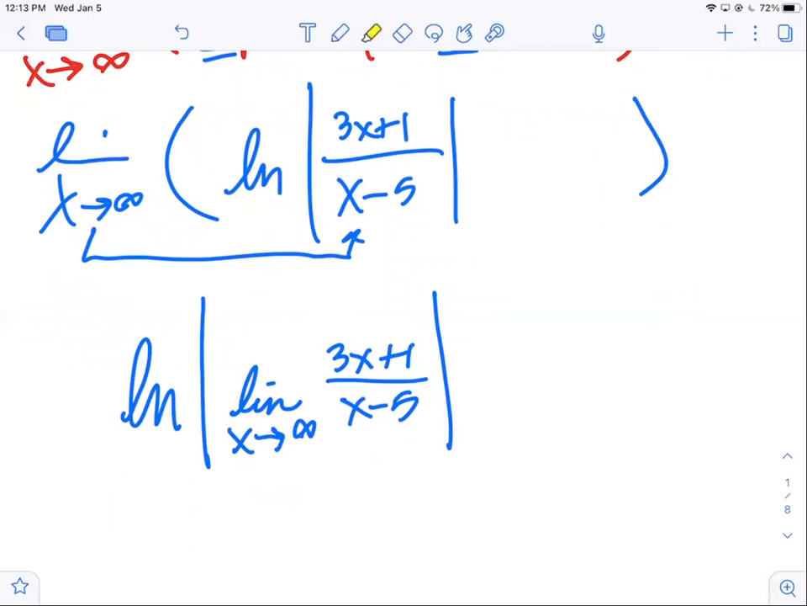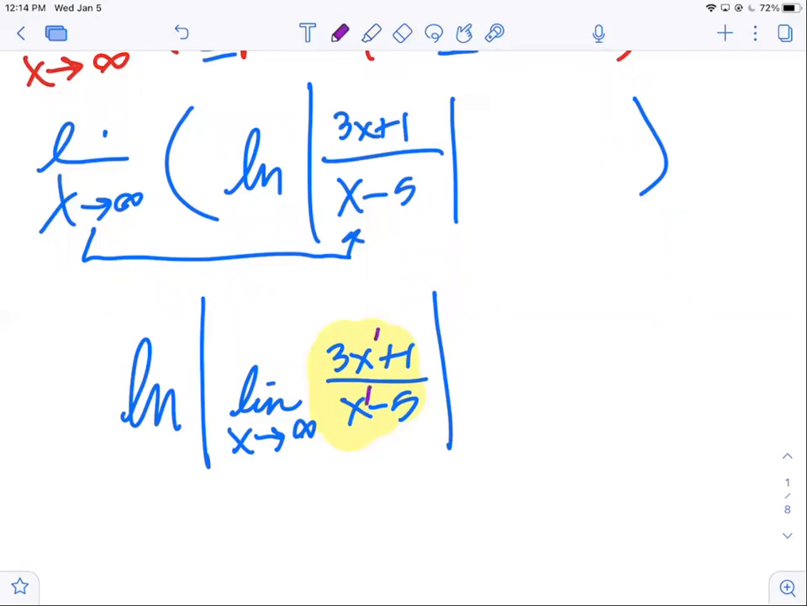Now I've kind of turned it into a small problem again. It is going to be infinity over infinity, so we could technically use L'Hopital's rule on there. Let's just do that in our head. What would be the derivative of the top? 3. What would be the derivative of the bottom? 1. What's 3 divided by 1? 3. So it works. You wouldn't have to show that, okay?